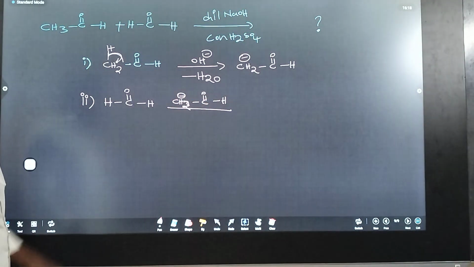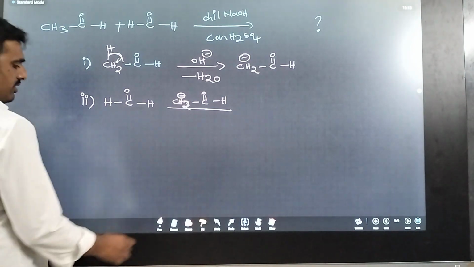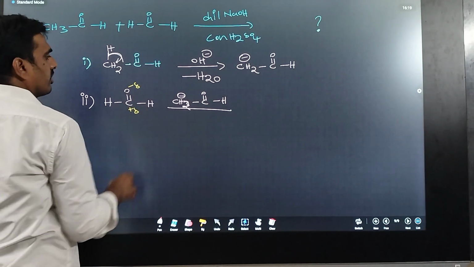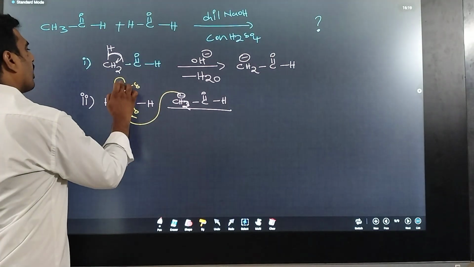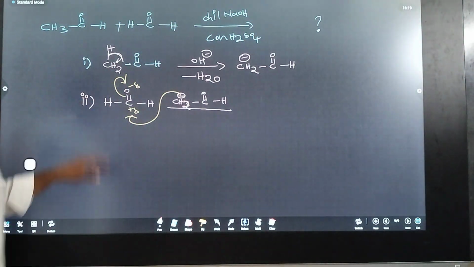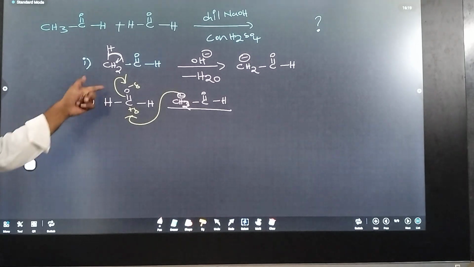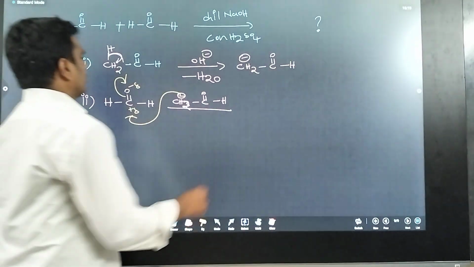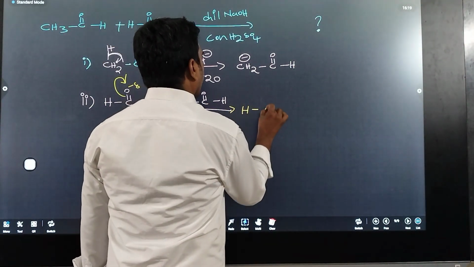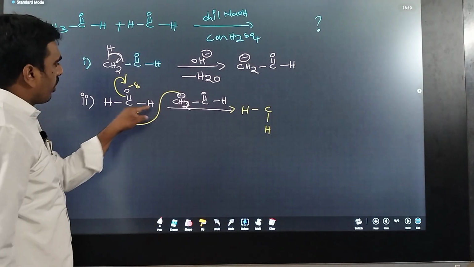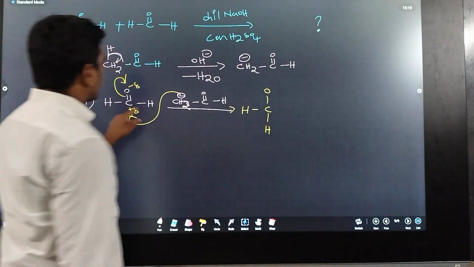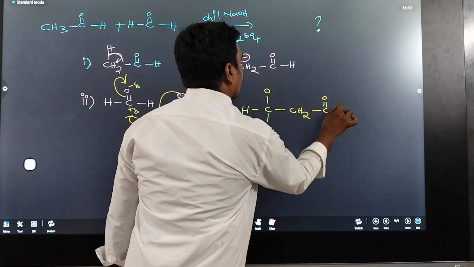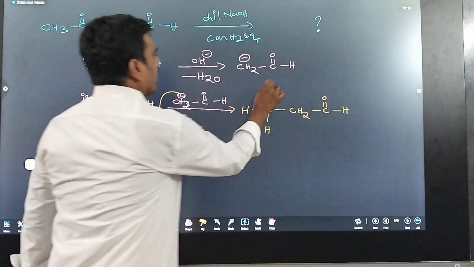Generally carbonyl compounds participate in nucleophilic addition reactions. Here oxygen is more electronegative, so partial negative on oxygen, partial positive on carbon. This negative attacks here, and electron displacement is towards the oxygen. Why? Oxygen is the more electronegative element. So we get H, the first carbon contains 2 hydrogens and O minus. This carbon is connected to CH2 and C double bond O H, with O minus there.